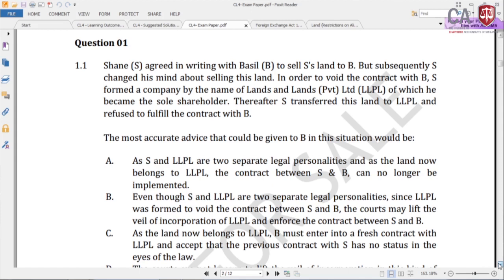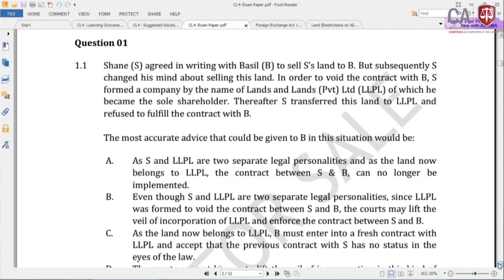Now, before we go to the answers, let me just give a clarification here. When Shane agreed in writing with Basil to sell Shane's land, obviously there is a contract being made there, where there is an offer given by Basil for the land and Shane has accepted as offeree. So an agreement has been reached between Shane and Basil.